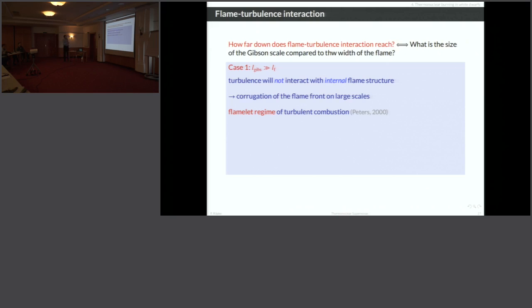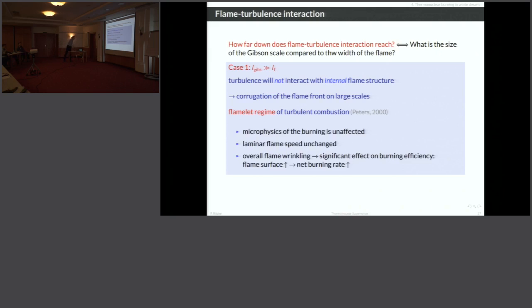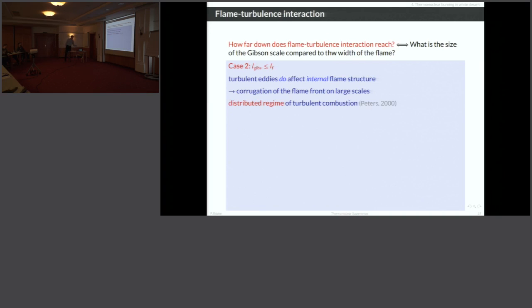So we only have a corrugation of the flame on large scales, but the turbulence does not interact with the internal structure of the flame. So that means the microphysics of the burning, the energy transport inside the preheat zone and so on is unaffected. So locally the laminar flame speed is unchanged, but of course the overall wrinkling on large scales has a significant effect on the burning efficiency, because the overall flame surface area increases dramatically due to the turbulent eddies, and this of course leads to a higher net burning rate, and the flame will accelerate significantly.